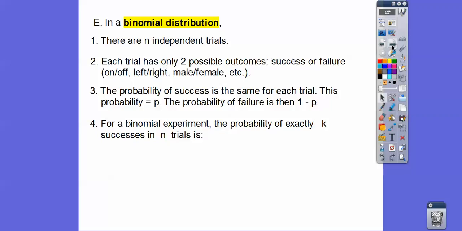So for a binomial experiment, the probability of exactly k successes in n trials is given by this formula. Okay, so nCk, times p, our probability of success, to the k power, and then this is the probability of failure. Some books call this q. Q is just 1 minus p. So this would be 1 minus p right there, to the n minus k power. Let's try one of these, you guys.